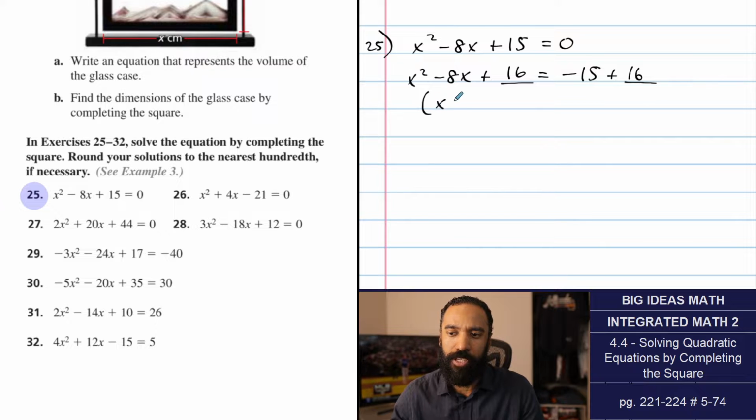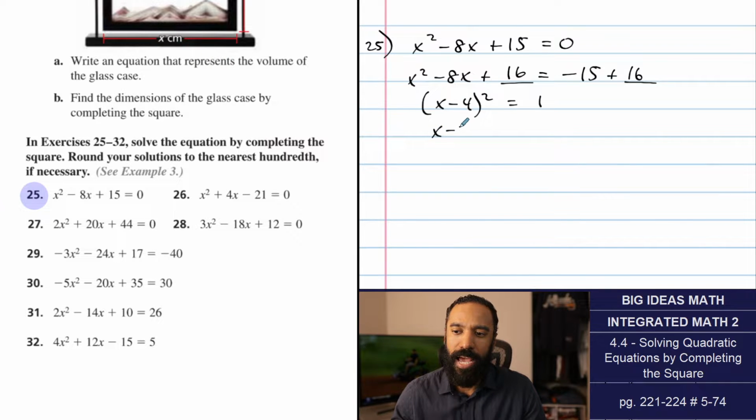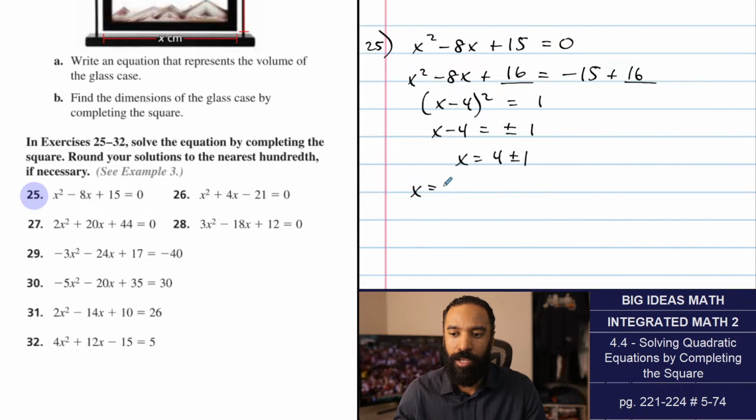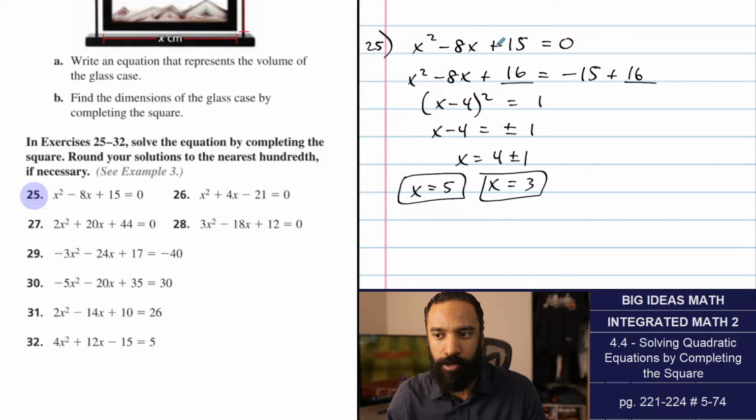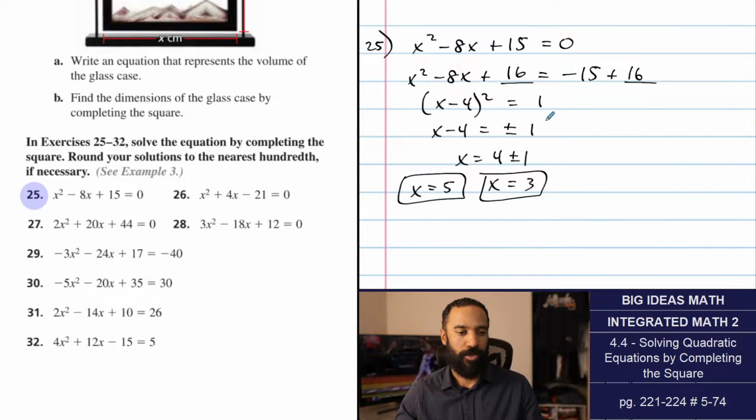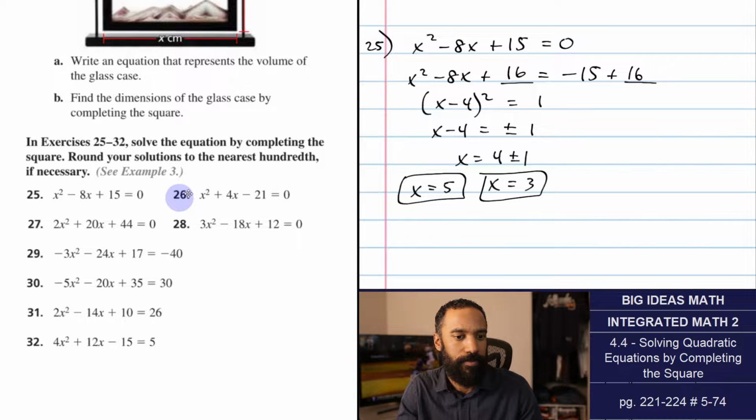But anyway, from here, this factors into x minus 4 quantity squared, and negative 15 plus 16 is 1. We take the square root of both sides, you get x minus 4 equals plus or minus 1. Yes, the square root of 1 is 1. And we add 4 to both sides, and we get x equals 4 plus or minus 1. 4 plus 1 being 5, 4 minus 1 being 3, which means this was factorable. This factors indeed to x minus 5 times x minus 3, and those are the two answers. But they do ask us to solve by completing the square, and that we shall.